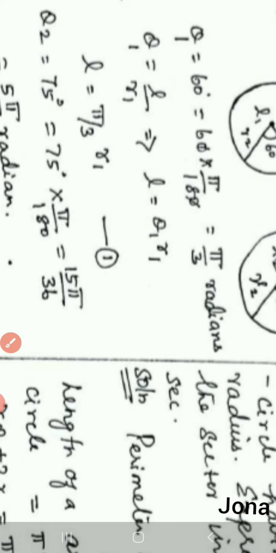And then the second one, theta 2 I have there. That theta 2 is 75 degree. I want to convert this into radian. So 75 degree into pi by 180 degree. And then if you cancel everything, you can get this 5 pi by 12 radians. Okay, so we have the formula L equal to theta 2 R2. Here instead of theta 2, I can substitute 5 pi by 12.